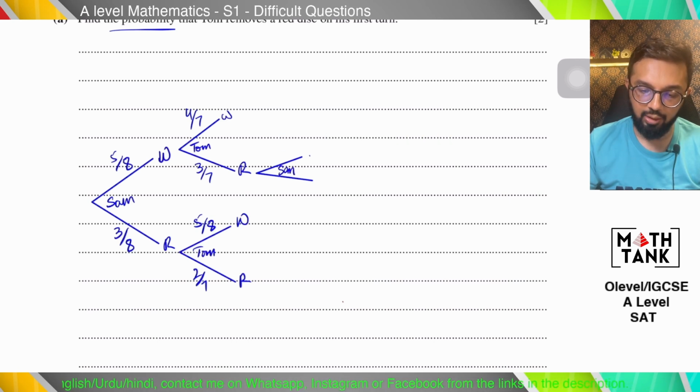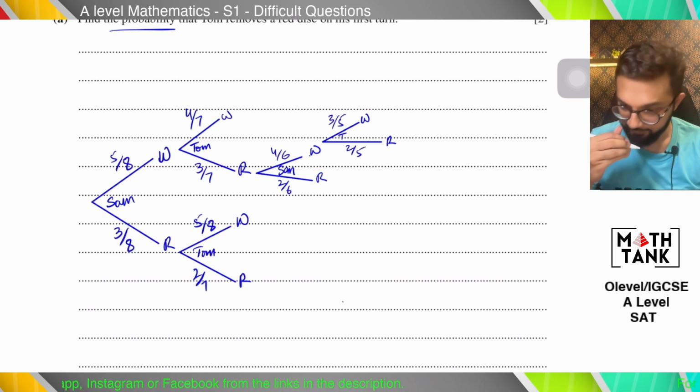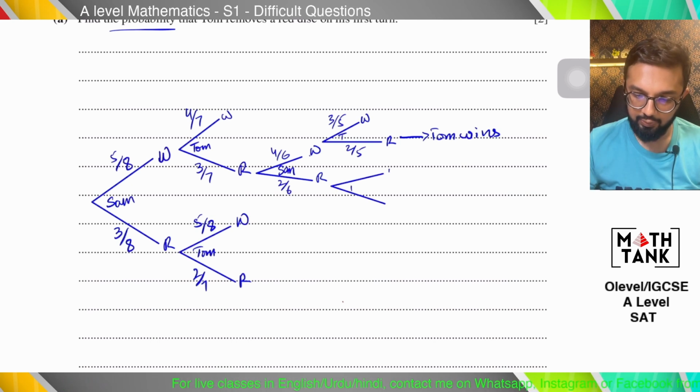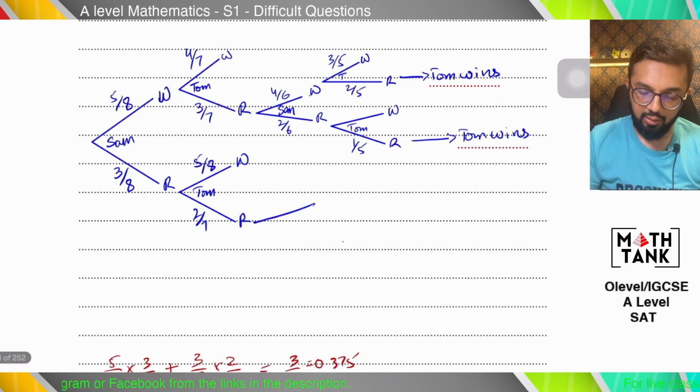Okay, Sam gets a white or a red. So that's 2 over 6, and that's 4 over 6. And then whatever Sam gets, this is Tom again, white and red. So if Tom wins here, that's 3 out of 5, and that's 2 out of 5. So Tom wins on his second turn. Here also Tom wins on his second turn. This is Tom, white, red, 1 out of 5. Tom wins. Okay. Again, Tom will win from here if he's already had 1 red disc to go with him.